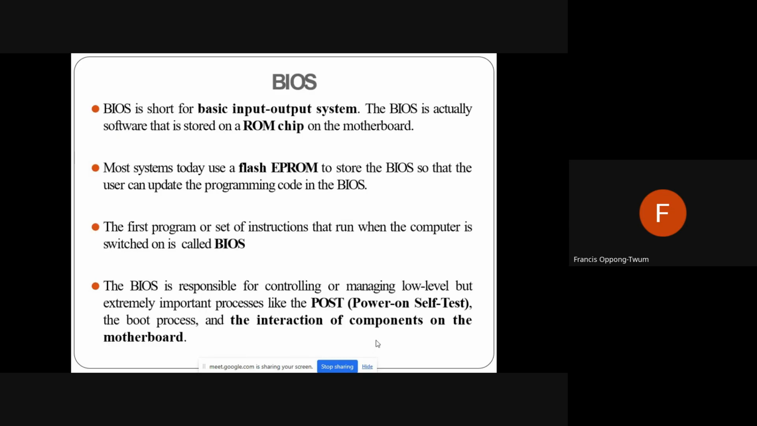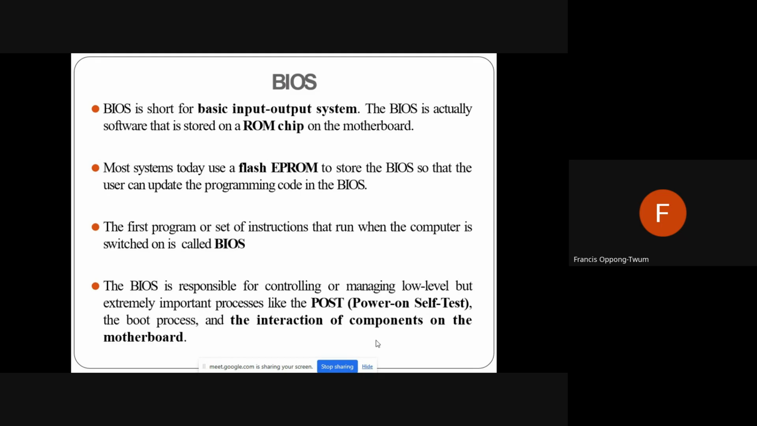So when we talk of the BIOS, what are we saying? The BIOS means the basic input-output system. The BIOS is actually software that is stored on the ROM chip on the motherboard. That is the read-only memory. My dear sister, I wanted to explain that, but we'll do that explanation when we get to the memory types and all those things. Most systems today use what we call the flash EEPROM to store the BIOS, so that you can update the programming code on the BIOS.